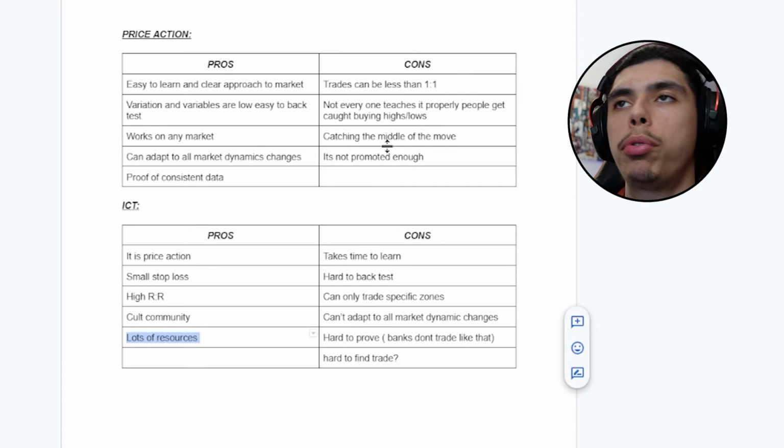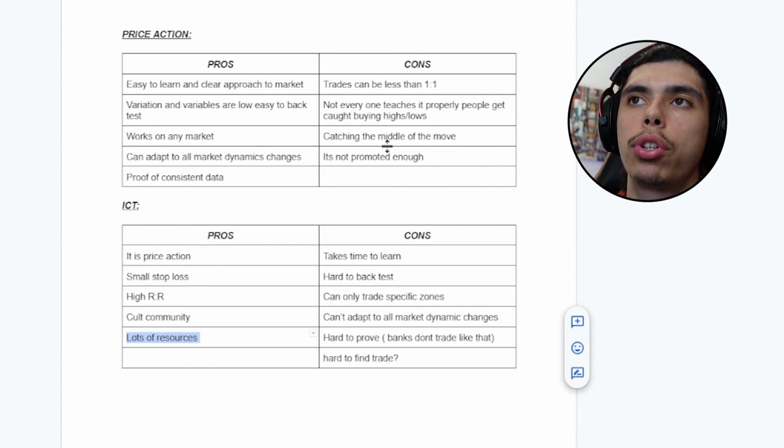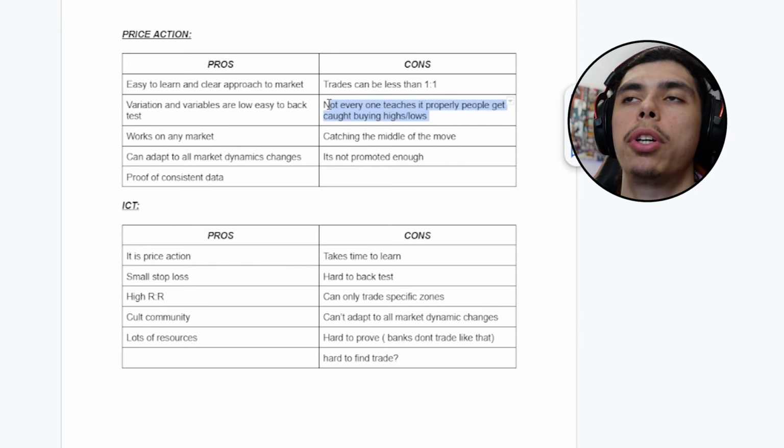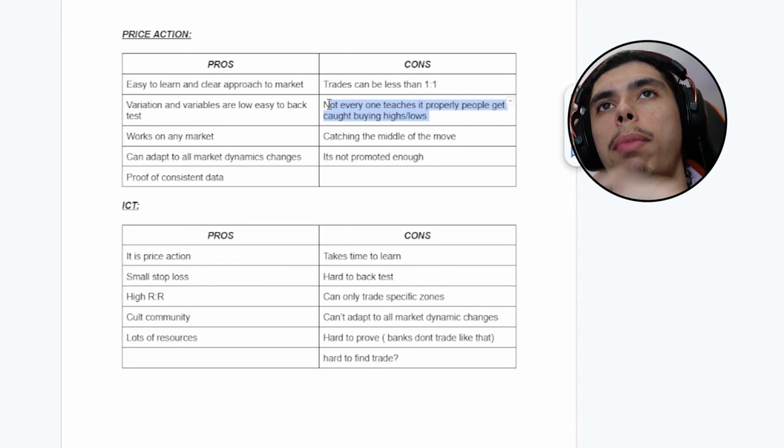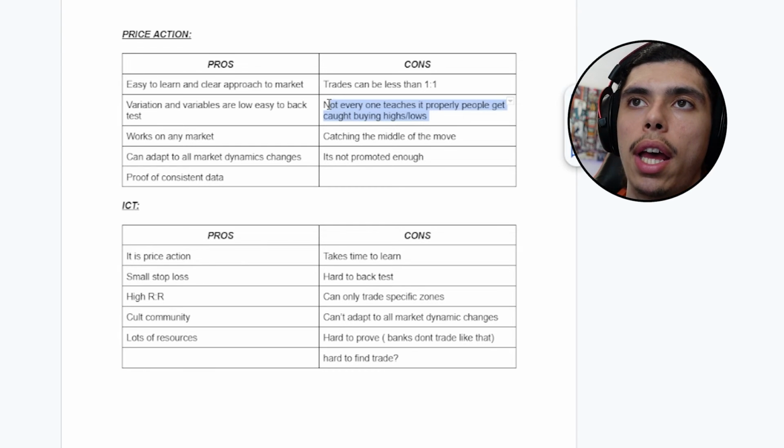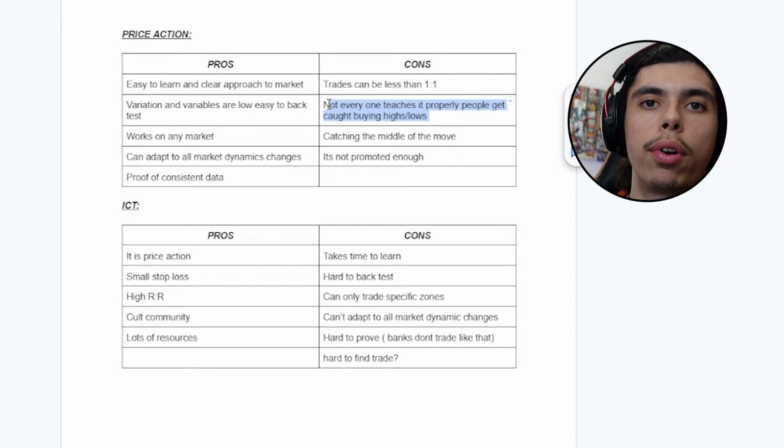And as a con of price action, it's not promoted enough, right? Not enough people know about it, because not everyone teaches it properly. People get confused, they think price action is buying highs and selling lows, and it's actually not true. And that's what's put a bad rep on price action, that it's just support and resistance.